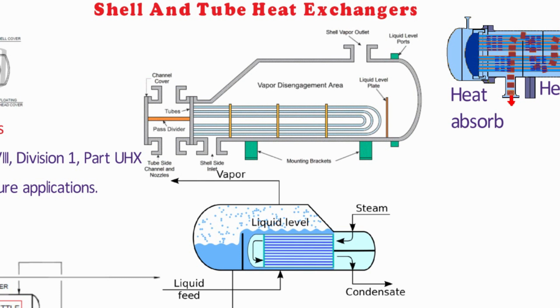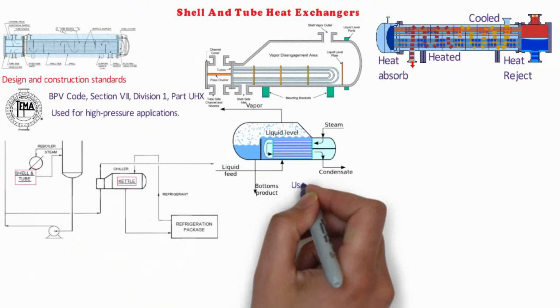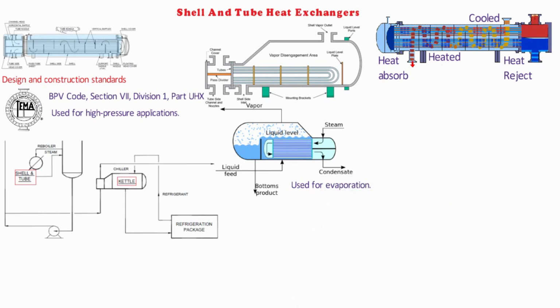There is a retaining wall or overflow weir separating the tube bundle from the reboiler section, where the residual reboiled liquid, called the bottom product, is withdrawn, so that the tube bundle is kept covered with liquid. Kettle type reboilers are used for evaporation in case of limiting pressure drop. Otherwise, vertical reboilers are used for evaporation.